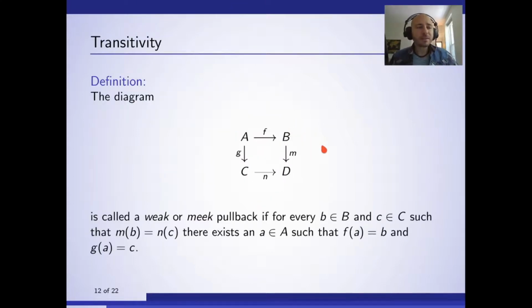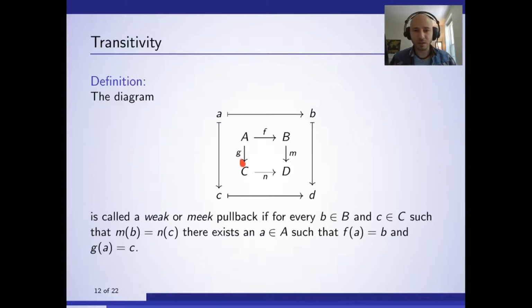So what is this thing that's kind of like a pullback but not quite? It's called a weak pullback or weak pullback sometimes. So the idea is that you have a square and you have elements here and here that agree down here. We call this a weak pullback if when this is the case, there is always an element in A such that gets mapped to C by G and to B by F. It's a pullback without uniqueness.